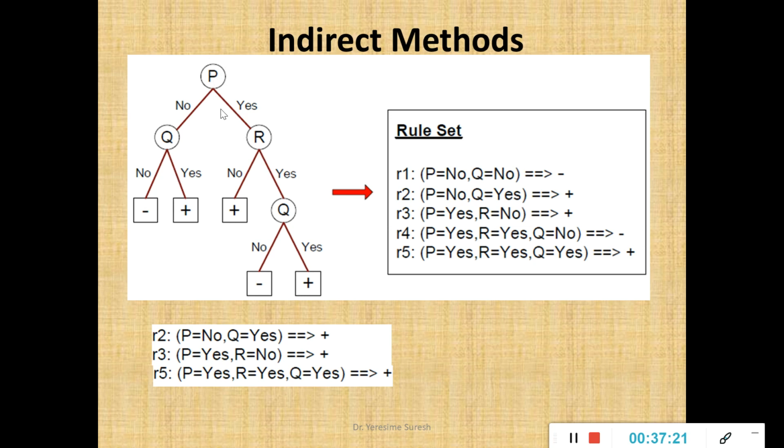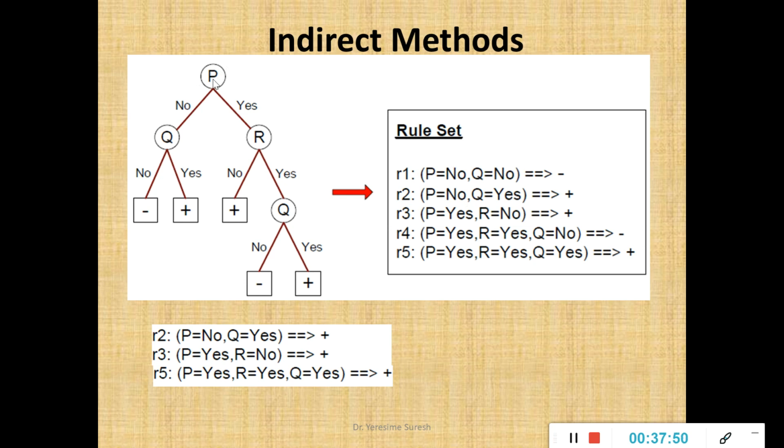What are the definitions for a root node? In degree is 0, out degree is 2 or more. What is a leaf node? In degree is 1, out degree is 0. Q and R are intermediate nodes or test attribute conditions or non-terminal nodes. Why? Because their in degree is 1, out degree is 2. Such nodes are called non-terminal nodes. So how to extract rules? I traverse from my root node to a leaf node. Every path will be a rule.